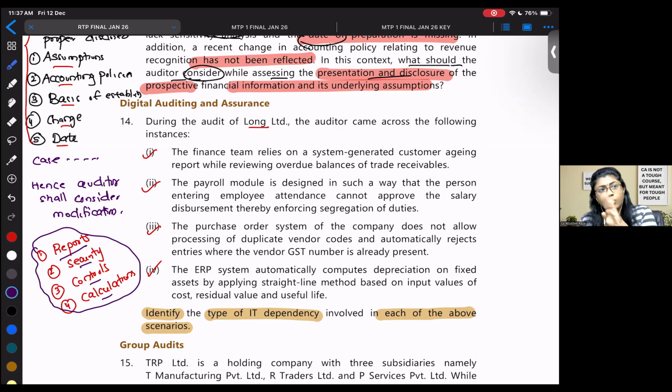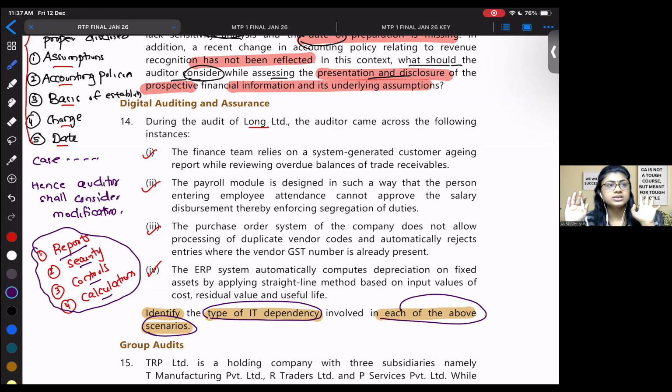Now here what they have asked: identify the type of IT dependency in the above scenario. That's it. Now can you say? Those who have left also, please, did you understand? Can you reply whether you understood these 4 points?